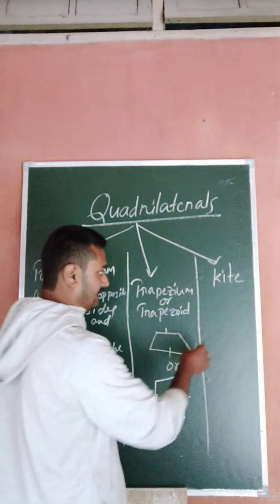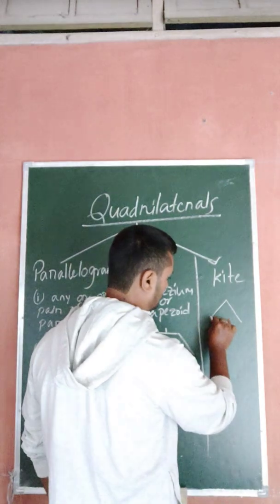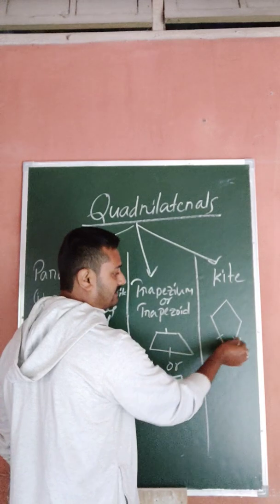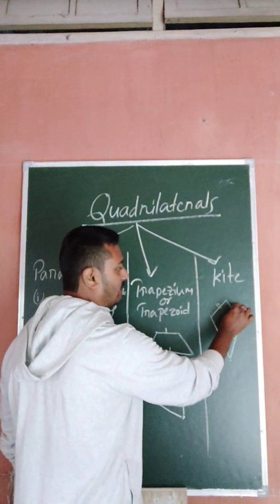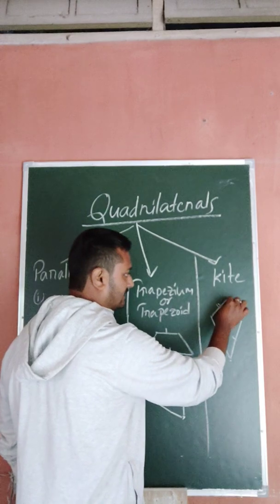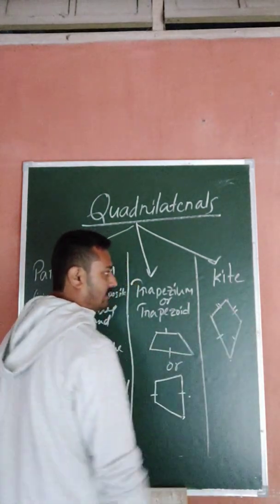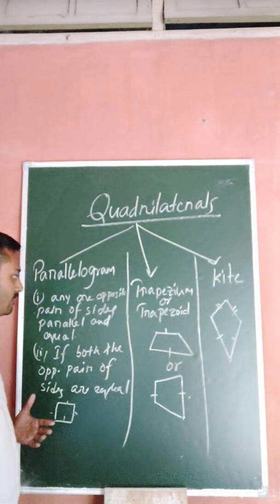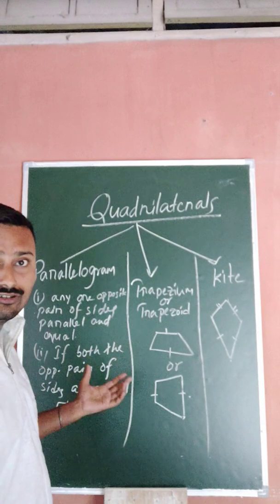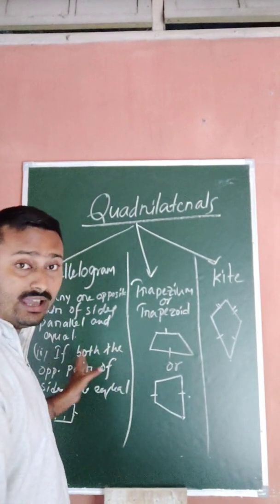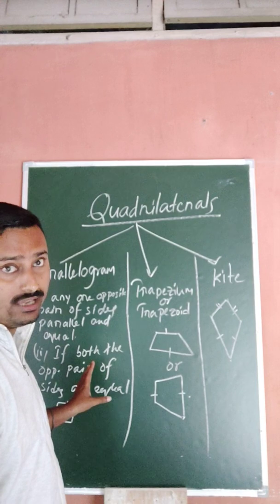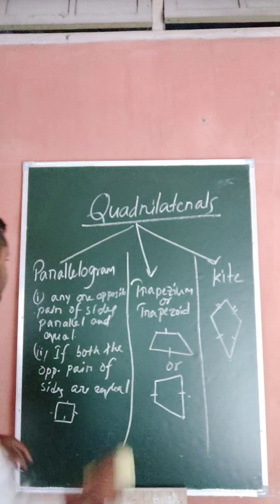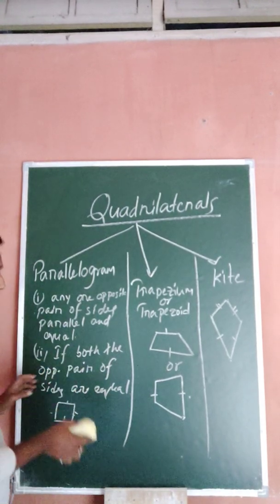And now kite. Kite is like this. This means these 2 adjacent sides are equal. In this case, this side and this side are equal, and these are equal. That type of figure is known as a kite. Now, parallelograms are again classified into 3 categories. All of you know the famous figures: square, rectangle, rhombus. Again, parallelogram is classified into three categories: square, rectangle and rhombus.